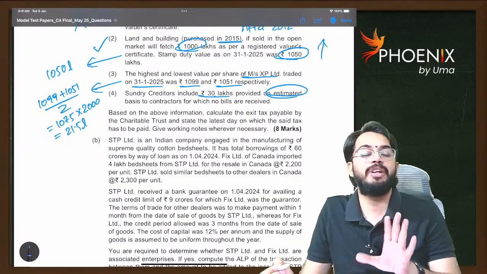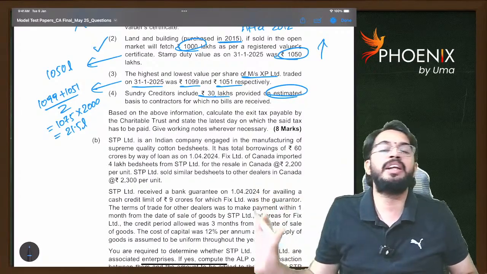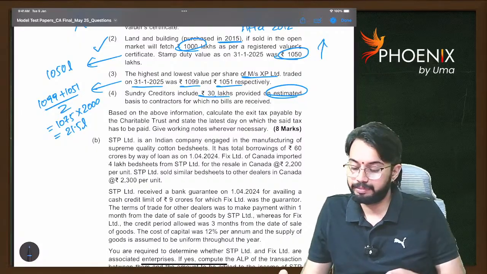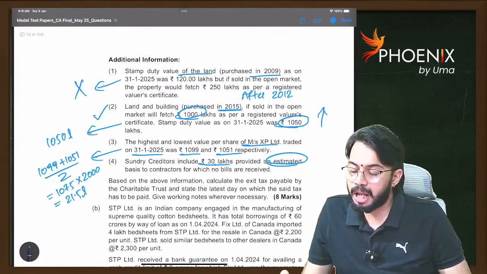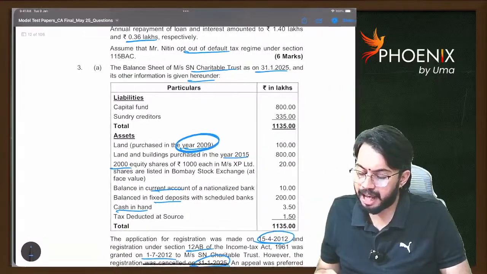Sundry creditors include 30 lakhs provided on estimated basis. It is not actual, it is estimated basis. So 30 lakhs should be excluded in calculation of creditors. It is not correct. Okay. Based on above information, calculate exit tax. Easy, you can calculate exit tax.